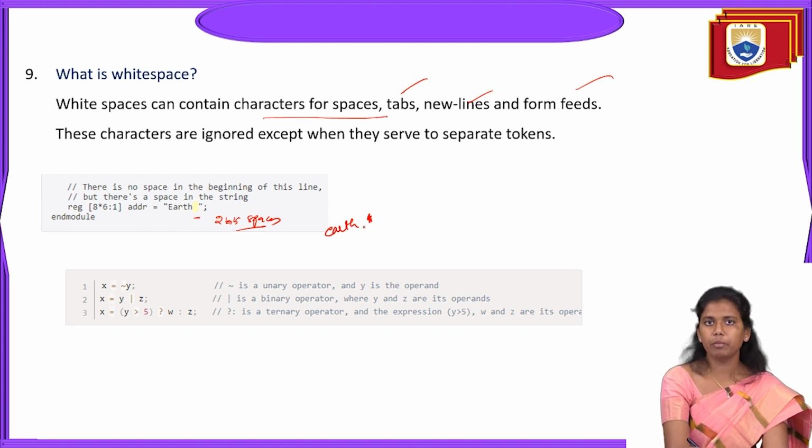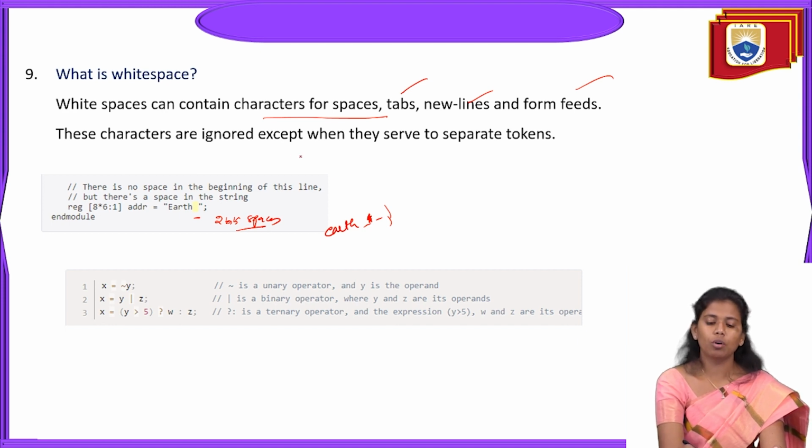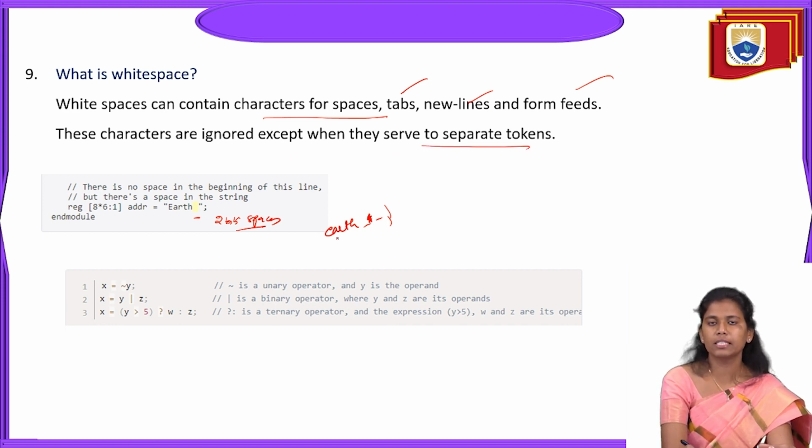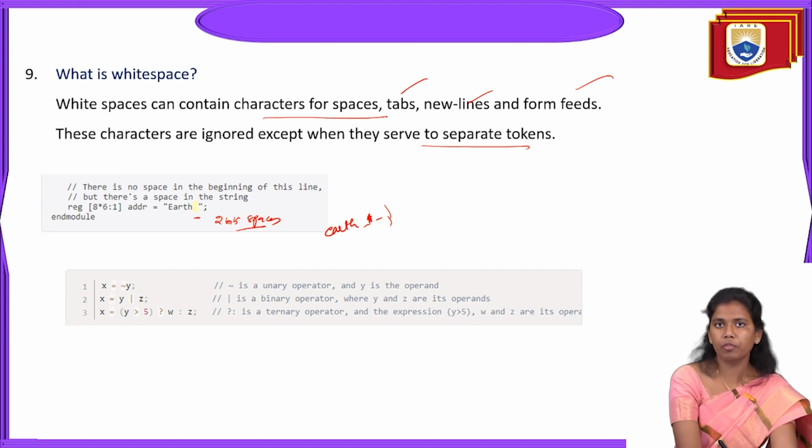The white space can be filled with characters, operators, and parameters as well. White space can contain characters for spaces, tabs, new lines, and form feeds. These characters are ignored except when they serve to separate tokens. What this sentence says is, even if you find any space, this space can be ignored. It will not come into consideration. We can ignore it.